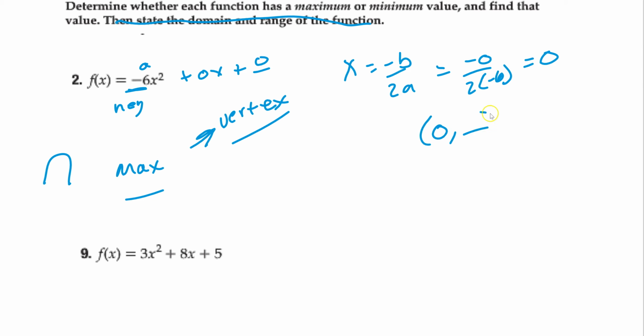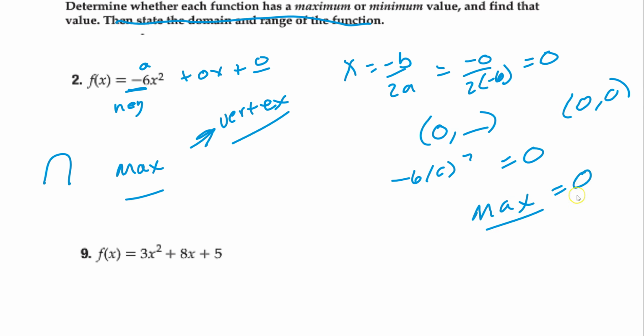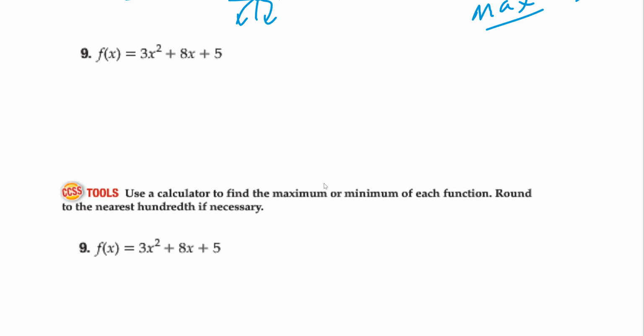Okay, and then that's my vertex, right? My vertex is 0, blank. Plug it in. So you plug 0 into the equation, you get negative 6 times 0 squared, which is just 0. So I get 0, 0. So my max is just 0, the y value. Which you kind of know already. We should know this graph. That graph is a parabola that starts right here and opens down. It's a negative, so it opens down. It has a vertical stretch of 6. So there's that one. Let's look at the next one.